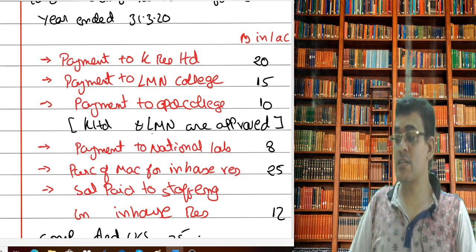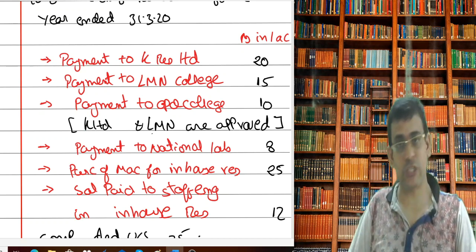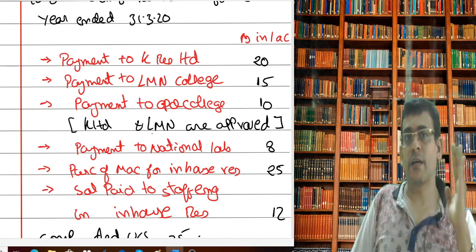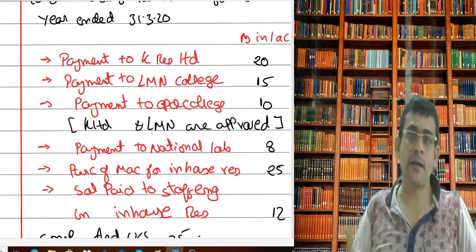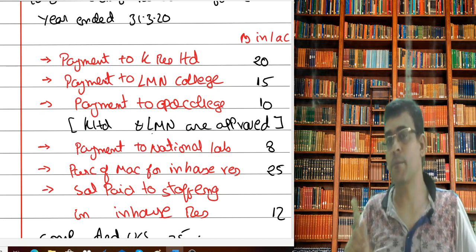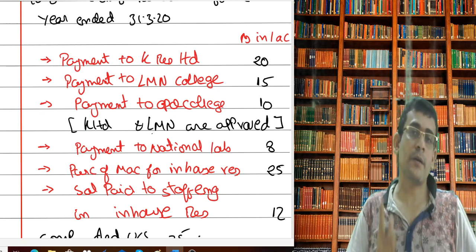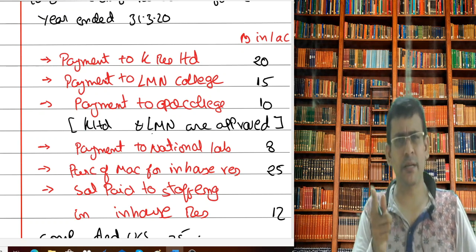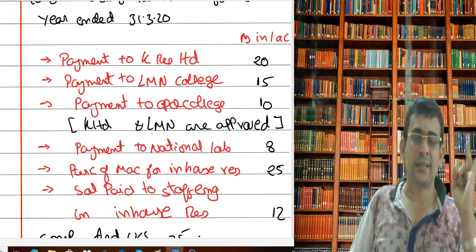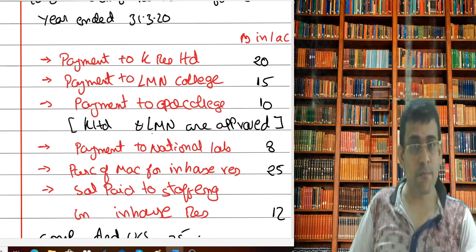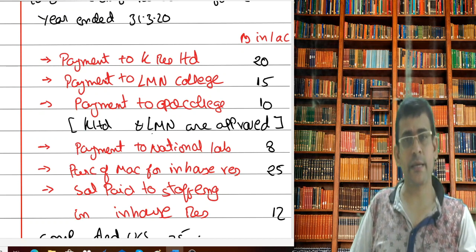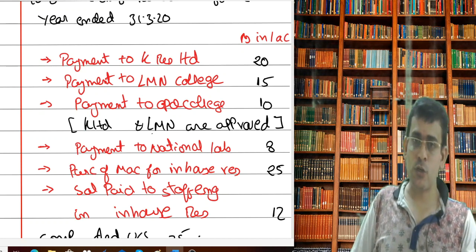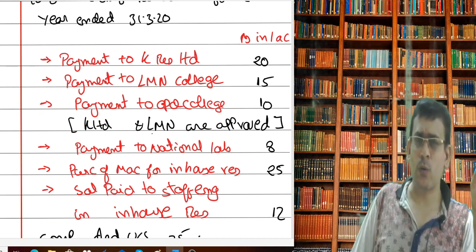Then what? Purchase of machine for in-house research. This is very important. Why? Because by looking at the words in-house research, your mind will go to something called 35 subsection 2AB. But no. Section 35 2AB is applicable only if you look into the conditions. The applicability is for a company, and the company is engaged either in biotechnology, or in manufacture of any article or thing other than the articles specified in the 11th schedule. Then only 35 2AB will be applicable.